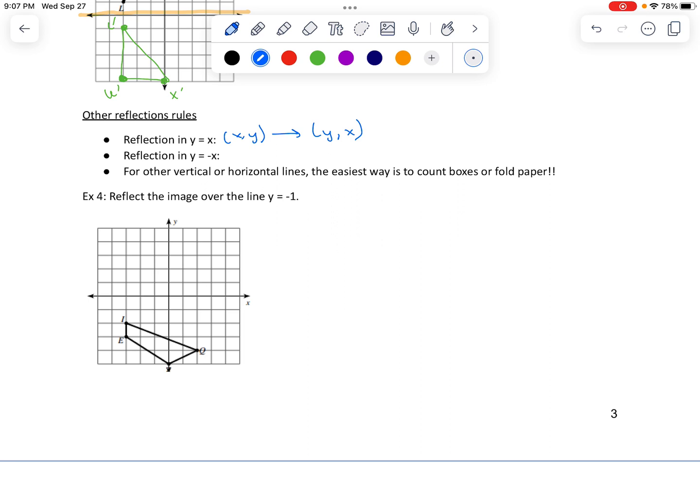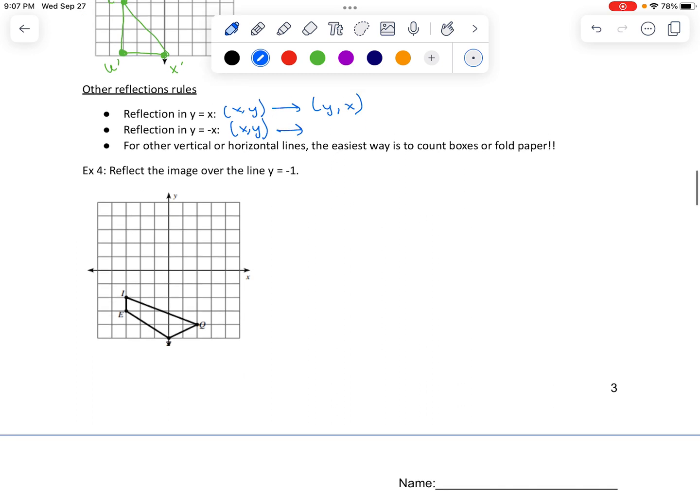Reflection in y equals negative x. When you have (x, y), this now flips. X becomes negative, and y becomes negative. Oh, sorry, I actually have this backwards. So it is (negative y, negative x). Sorry, just thinking through. I still need my negative there. So for other vertical or horizontal lines, the easiest way is to count boxes or fold paper, which I just talked about.